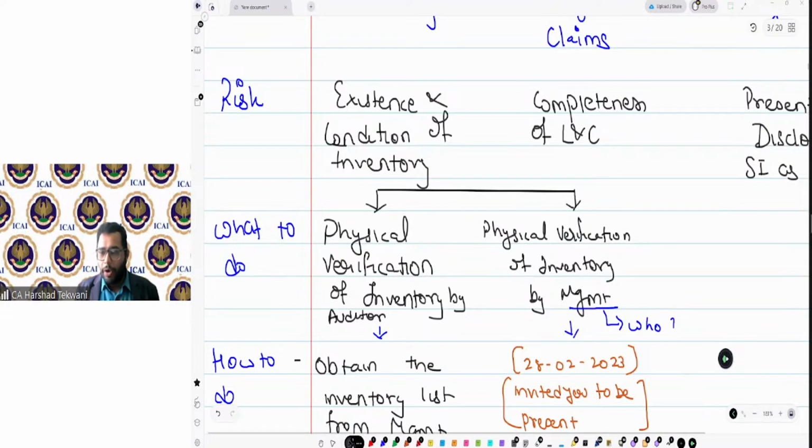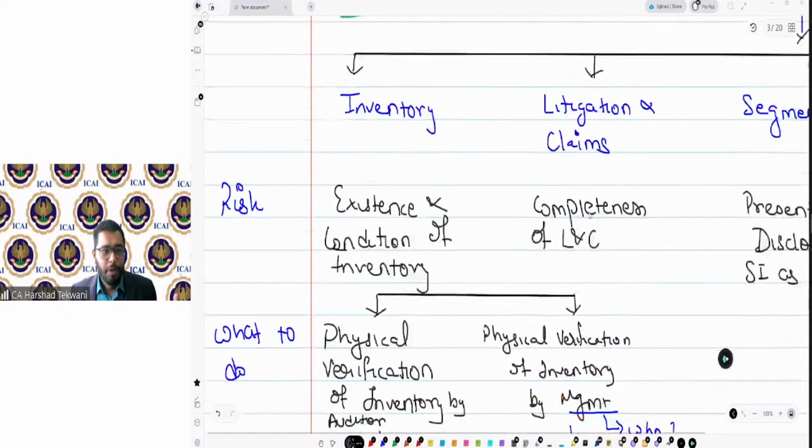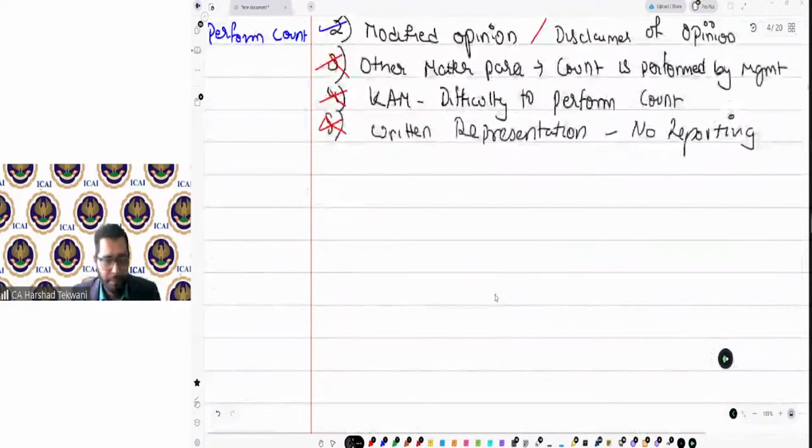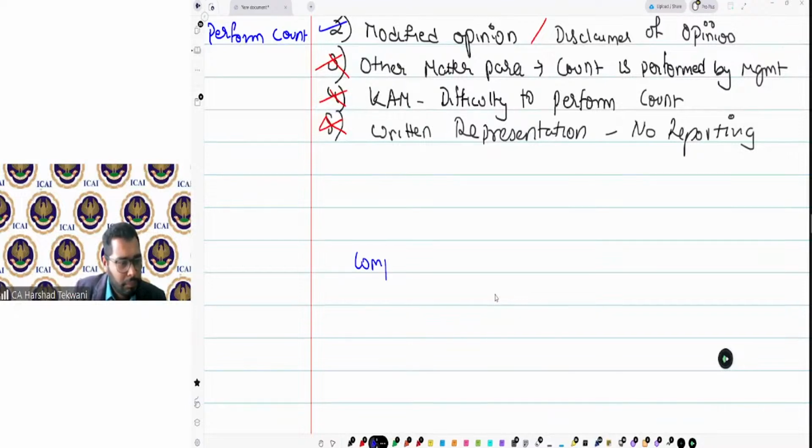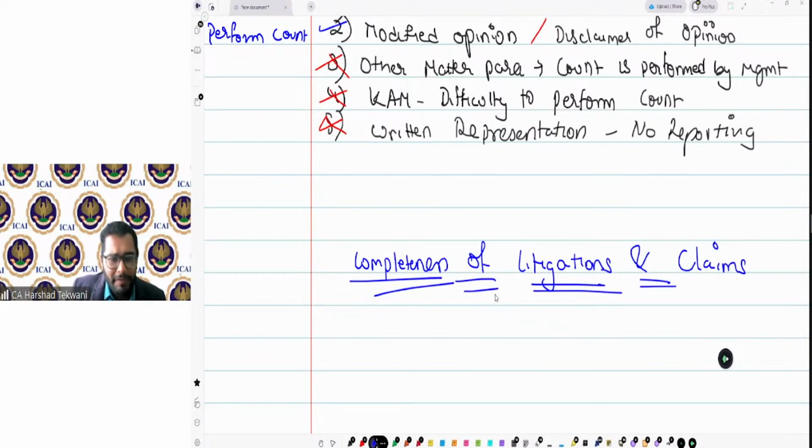Litigations and claims. Okay, good. So let's move on to litigations and claims. When I was talking about litigations and claims, the question was completeness of litigations and claims. So I'll write it here again. I'm sure this will not take that much time. We will be able to resolve this pretty easily.